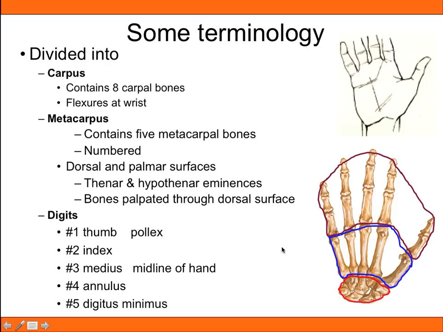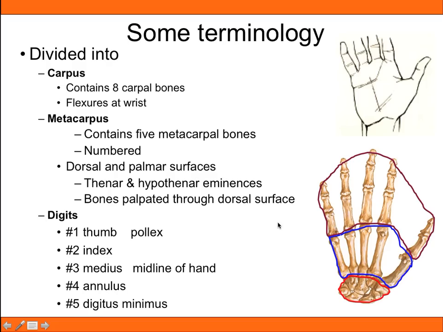Now the bones of the metacarpus can be palpated through the dorsal surface, but you're going to have a hard time indeed getting any reliable information about the state of the bone if you're palpating through the palmar or volar surface. Digits. Number 1 is referred to as the pollex. Number 2 is referred to as the index. The third is the medius, and this forms the midline of the hand.